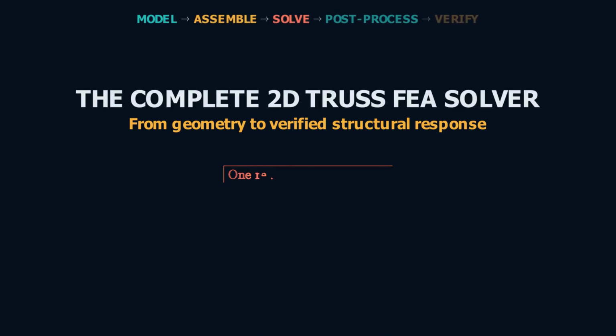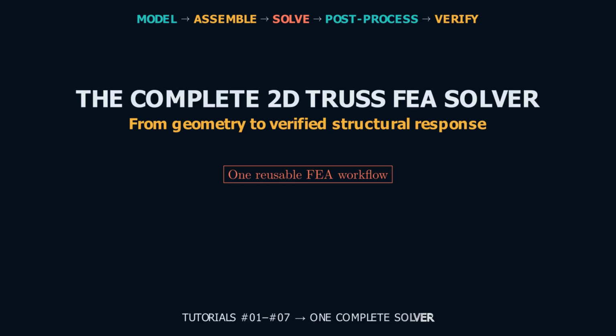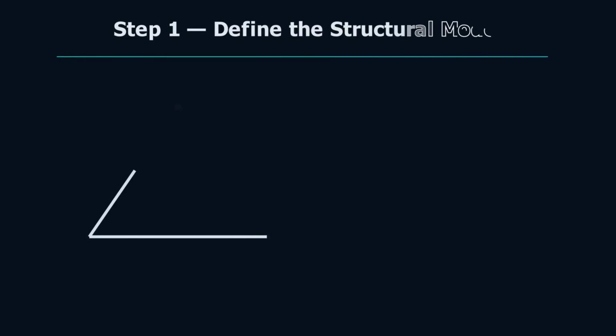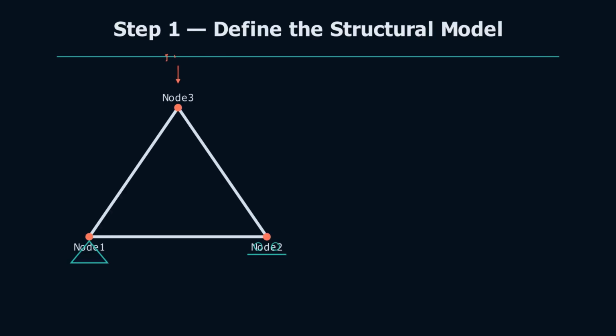We have reached the final tutorial in this 8-part introduction to structural finite element analysis. Everything we learned separately is now combined into one reusable two-dimensional truss solver. First, the solver needs a model. We define the node coordinates, the element connectivity, material properties, cross-sectional area, and external loads.